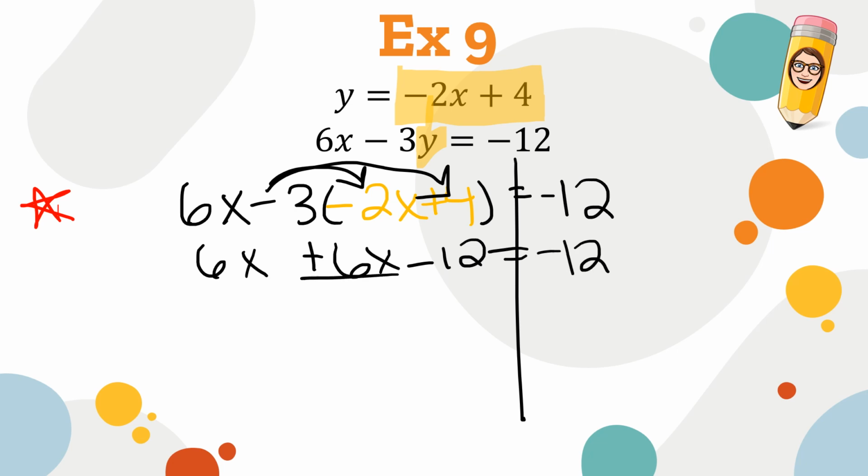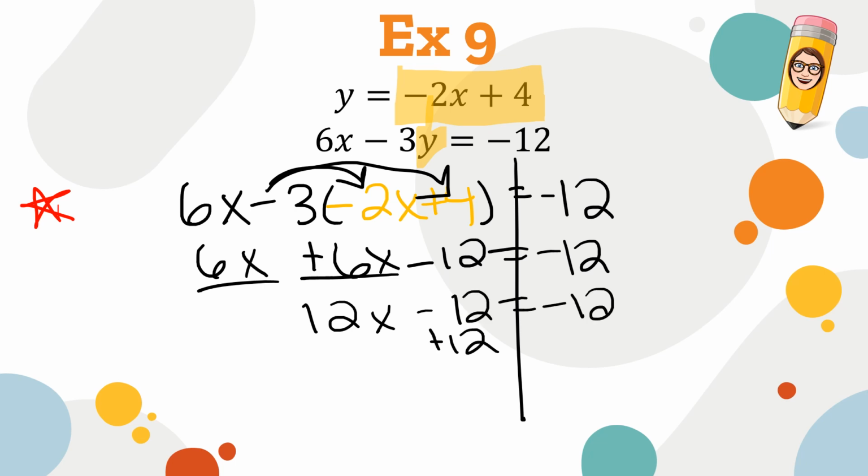Let's combine like terms. We get a 12x. Undo any addition or subtraction.